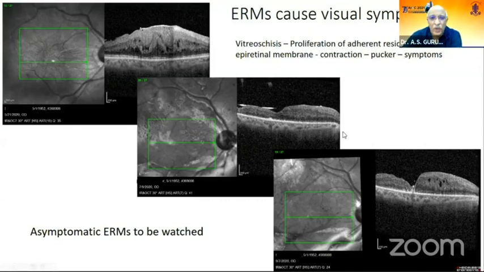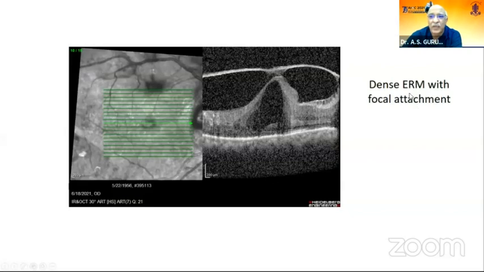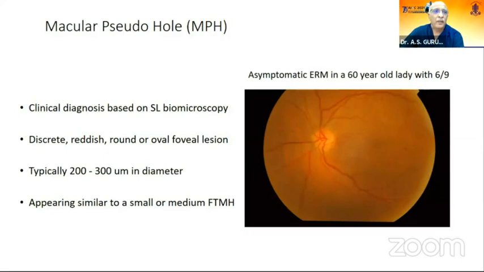Asymptomatic ERMs can be watched, but an ERM of this magnitude has to be operated. A dense ERM with focal attachment. This is just an example of how it appears and how it needs surgery and how the results can be verified. Macular pseudohole is another condition among the interface abnormalities. It usually is asymptomatic and found on routine examination.